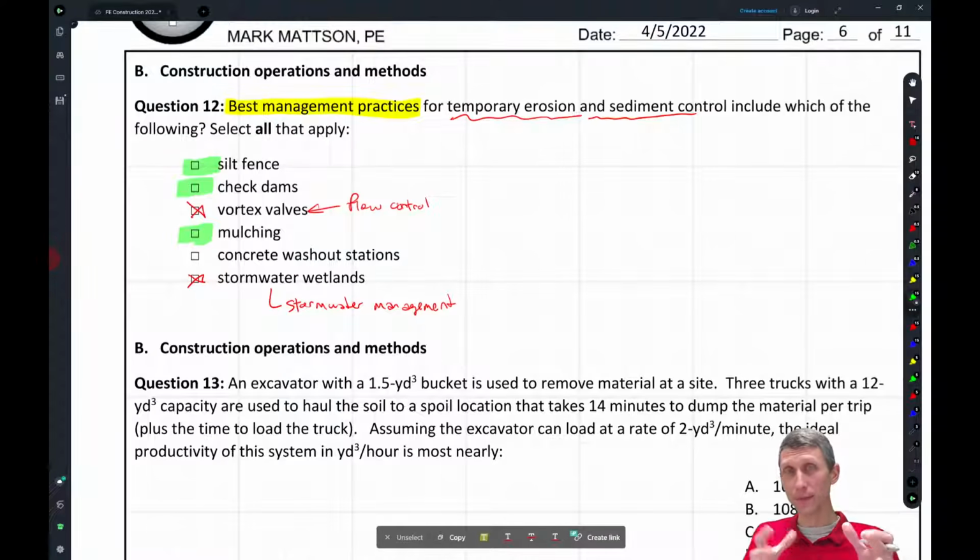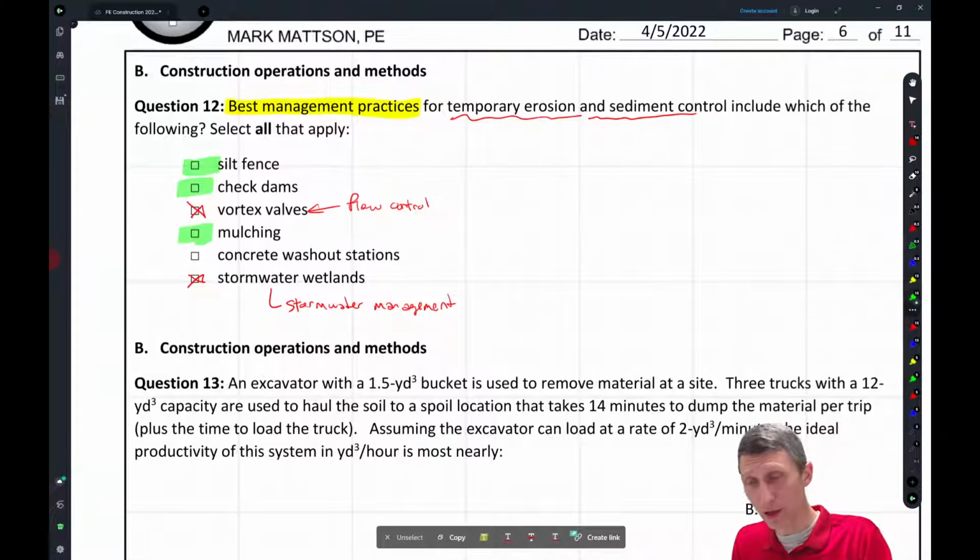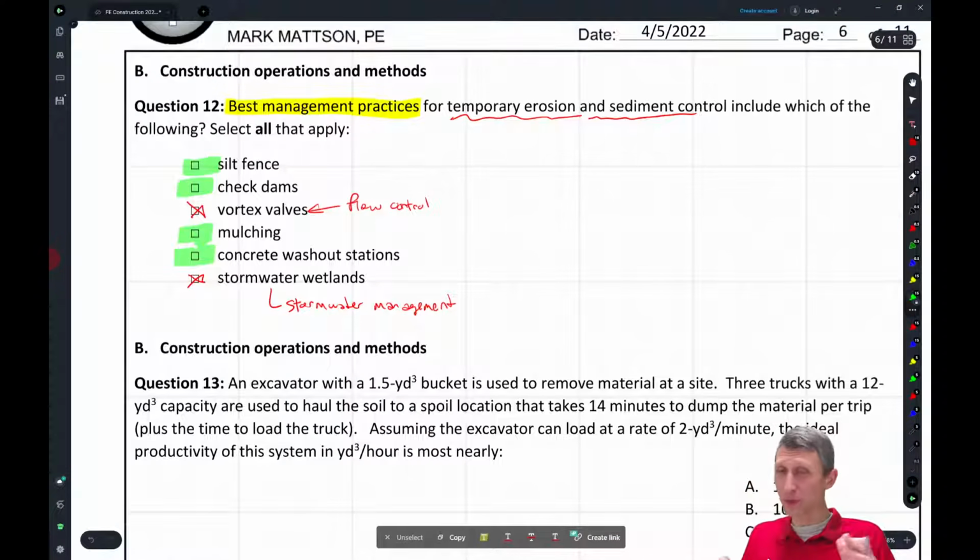So you're capturing it and letting the water evaporate. Concrete washout stations are considered something for erosion and sediment control. They're typically a best management practice. Normally they're for protecting streams, lakes, wetlands, the water bodies.